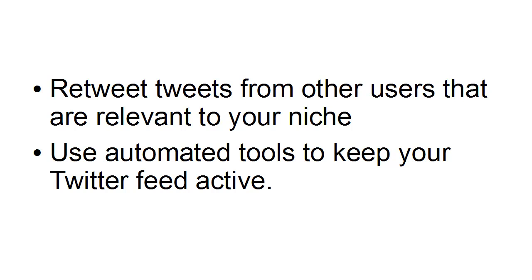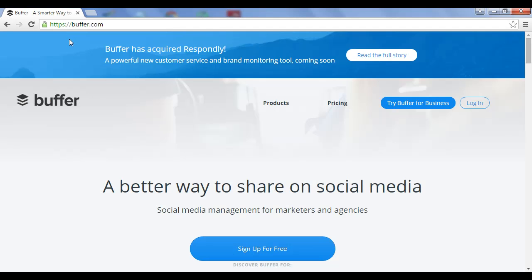Something else that you can do is to use automated tools to keep your Twitter feed active. Now, one way you can really save time when you're updating Twitter is to automate it using a service like Buffer. And what Buffer does is it lets you write a whole bunch of tweets in one go. So whenever you have the time, you can sit down and write a whole bunch of tweets ahead of time. And then Buffer will schedule them to be tweeted to your Twitter account at predefined intervals. So you don't have to do your Twitter tweeting in the here and now.